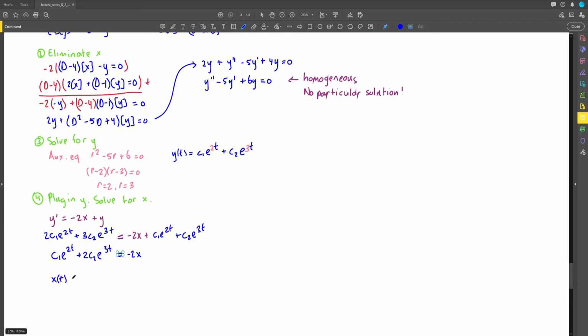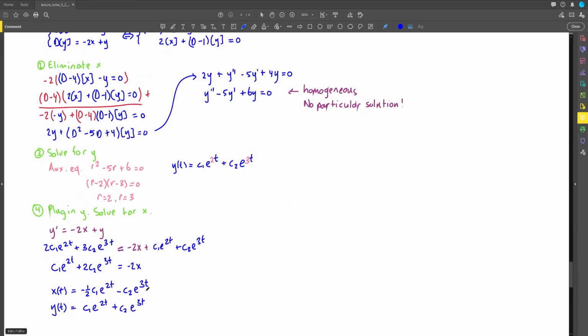equation x of t equals negative 1/2 c1 e to the power 2t minus c2 e to the power 3t. And together with what we found for y, we have this: y of t equals c1 e to the power 2t plus c2 e to the power 3t.